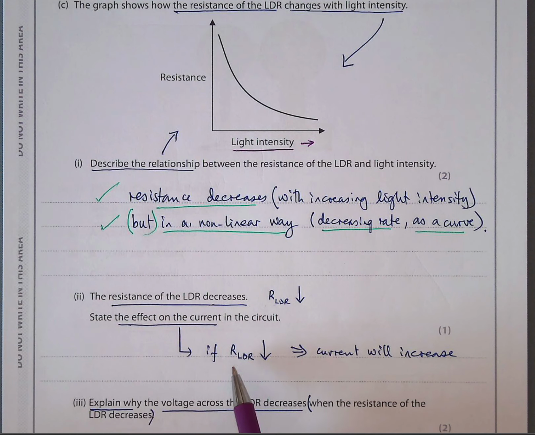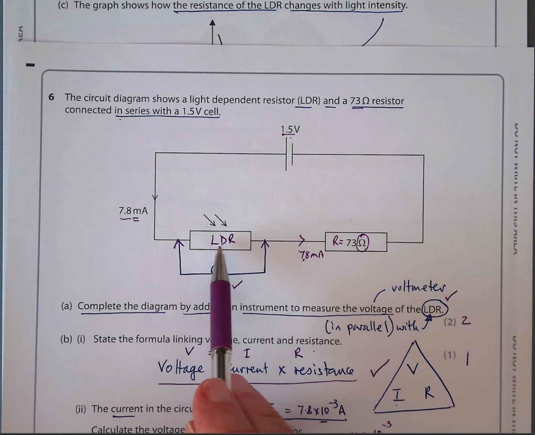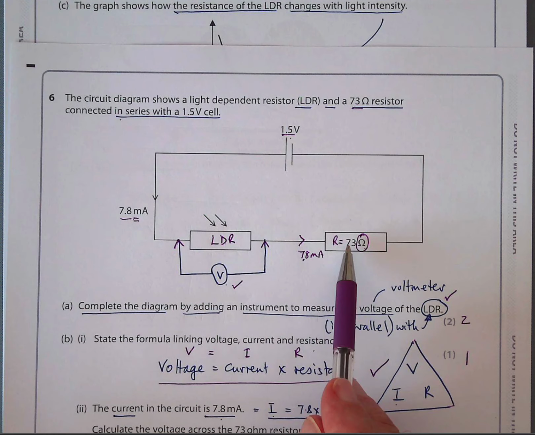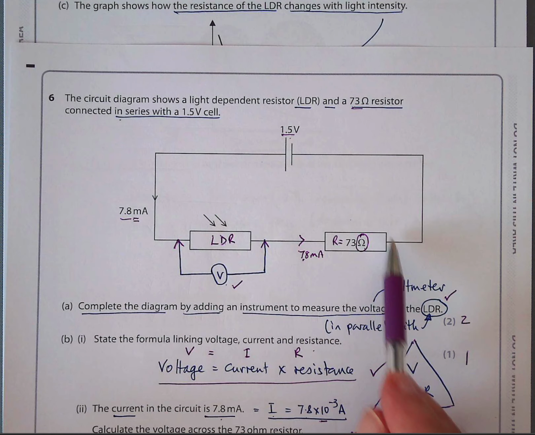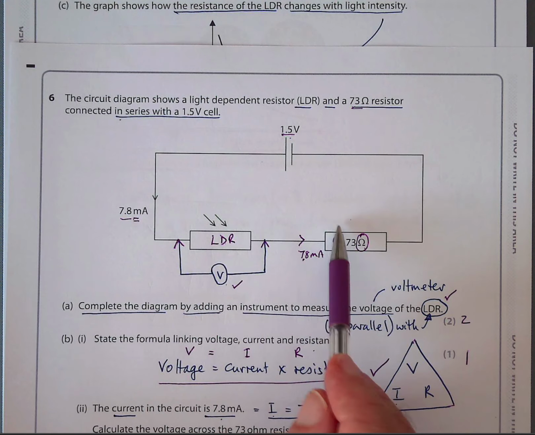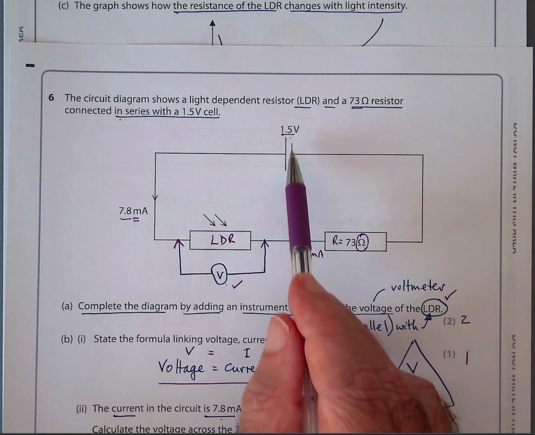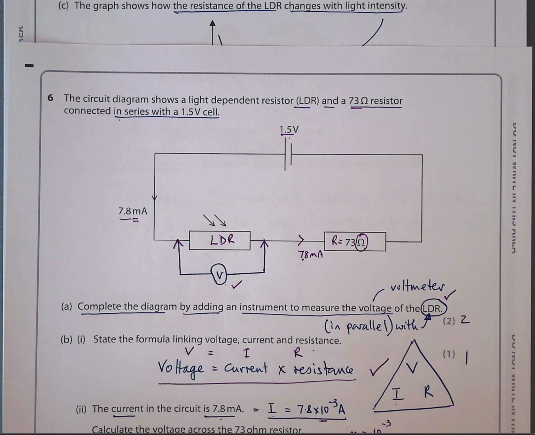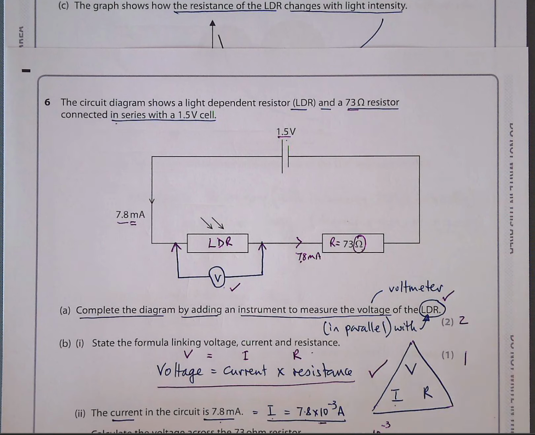Well, if the resistance decreases, the current will increase, because if this resistance goes down and this one doesn't change, the total resistance in this circuit will decrease. That means if there's less resistance in total to the voltage, the current should go up. The total current should go up. That means the current through both of them will go up.